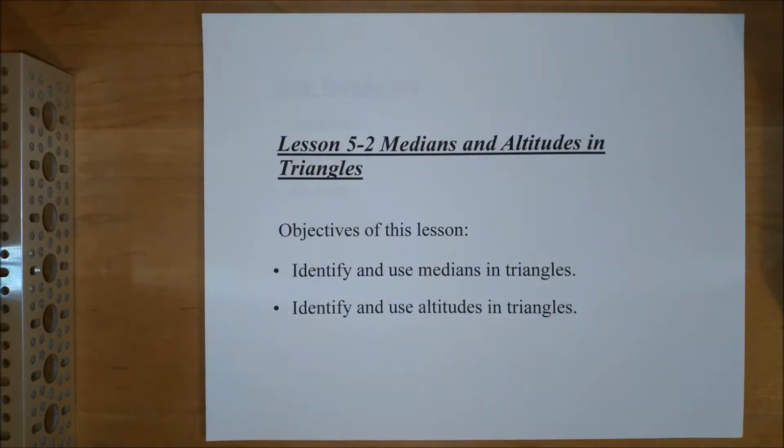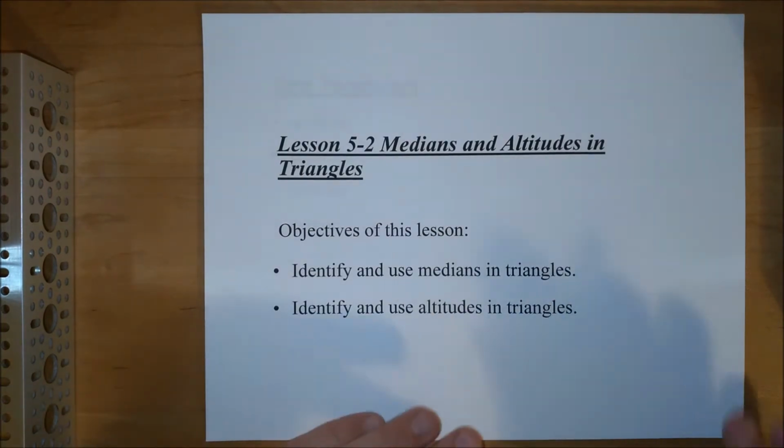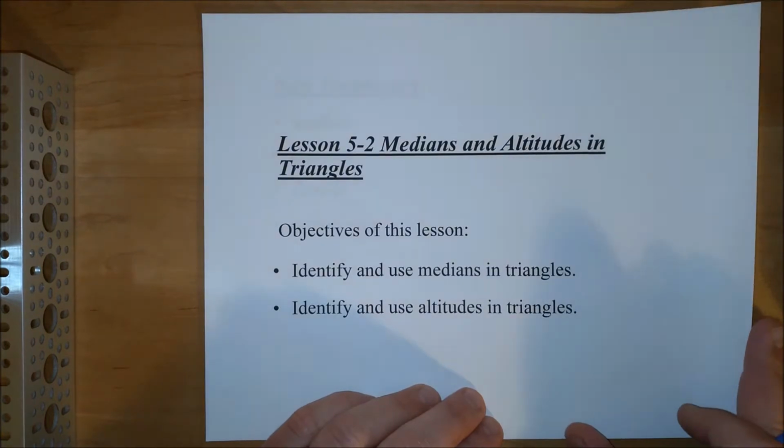Hi guys, welcome to my lesson on medians and altitudes in triangles. This lesson goes hand in hand with our last lesson on perpendicular bisectors and angle bisectors. Because just like those types of lines, if you draw all three of these, medians and altitudes, in a triangle, they will also converge at the same point. There's a point of concurrency associated with medians and altitudes in triangles, just like we learned with perpendicular bisectors and angle bisectors. So we're going to work with medians and altitudes here.